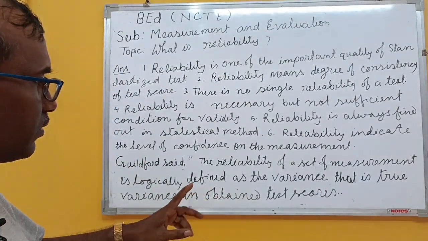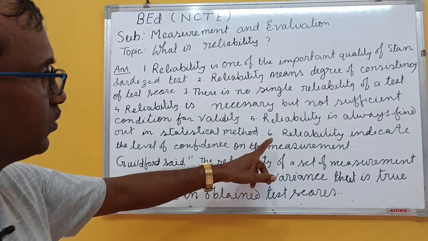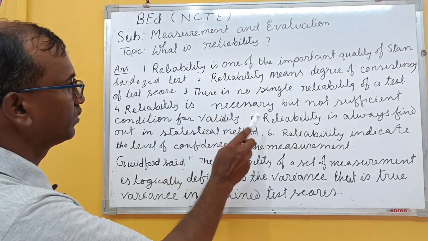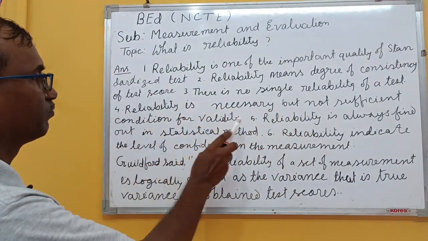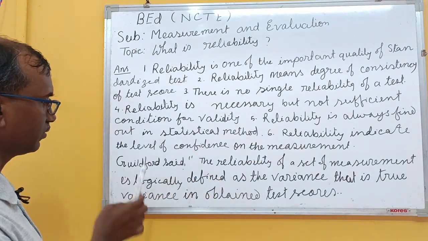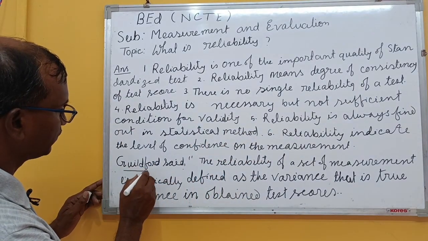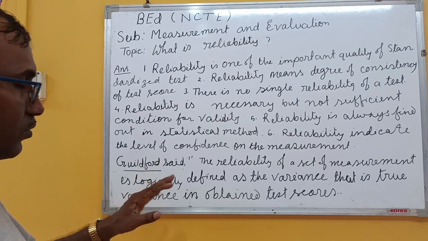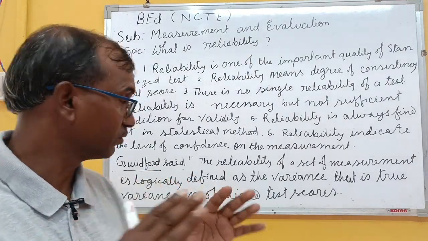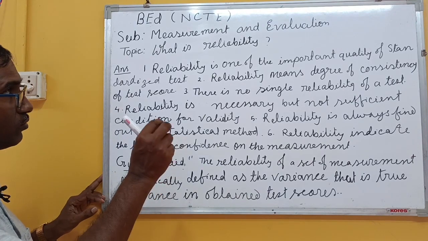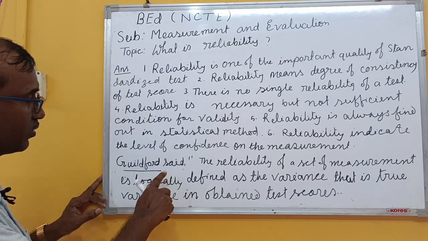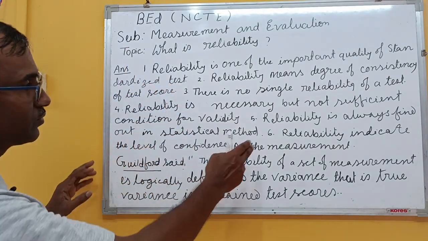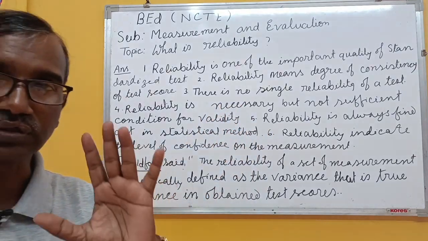I have written here only 6 lines. You can see 1, 2, 3, then 4, 5, 6, only 6 lines. Later on, I have taken one definition from a great educationist as well as expert in the paper on measurement, Guilford. So these 6 lines, I have just put out as points here.